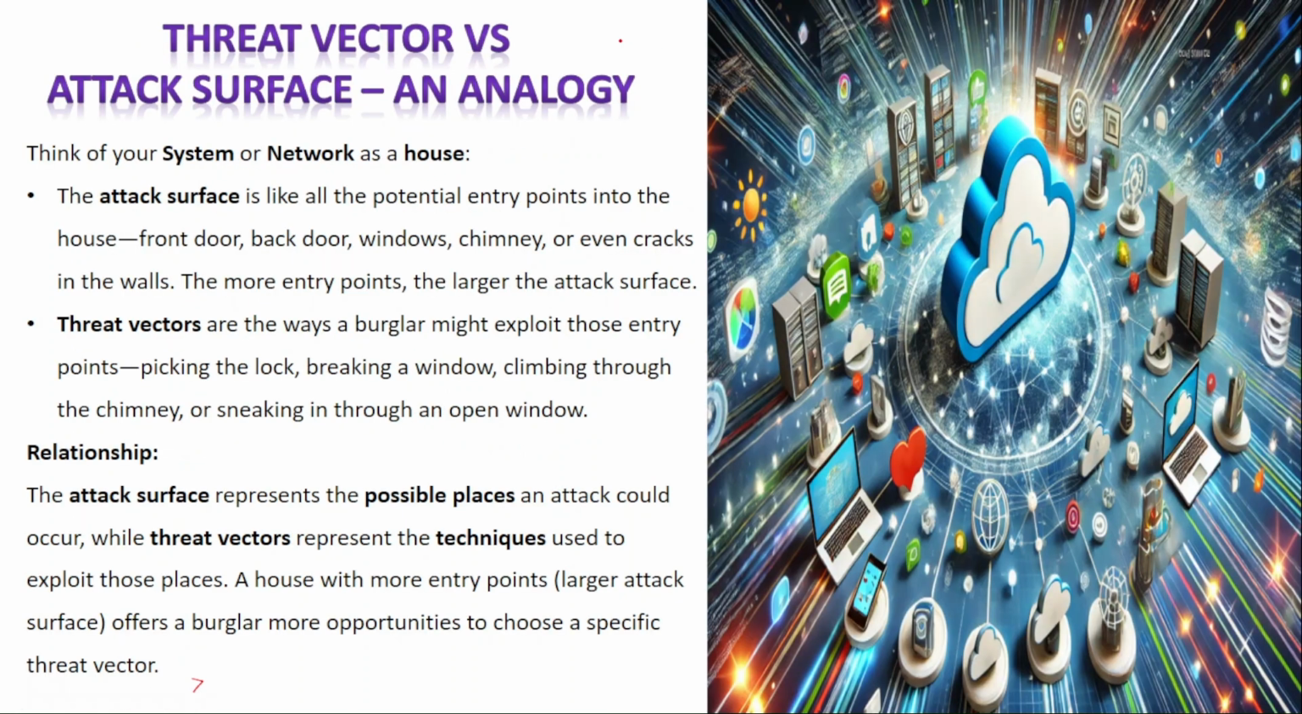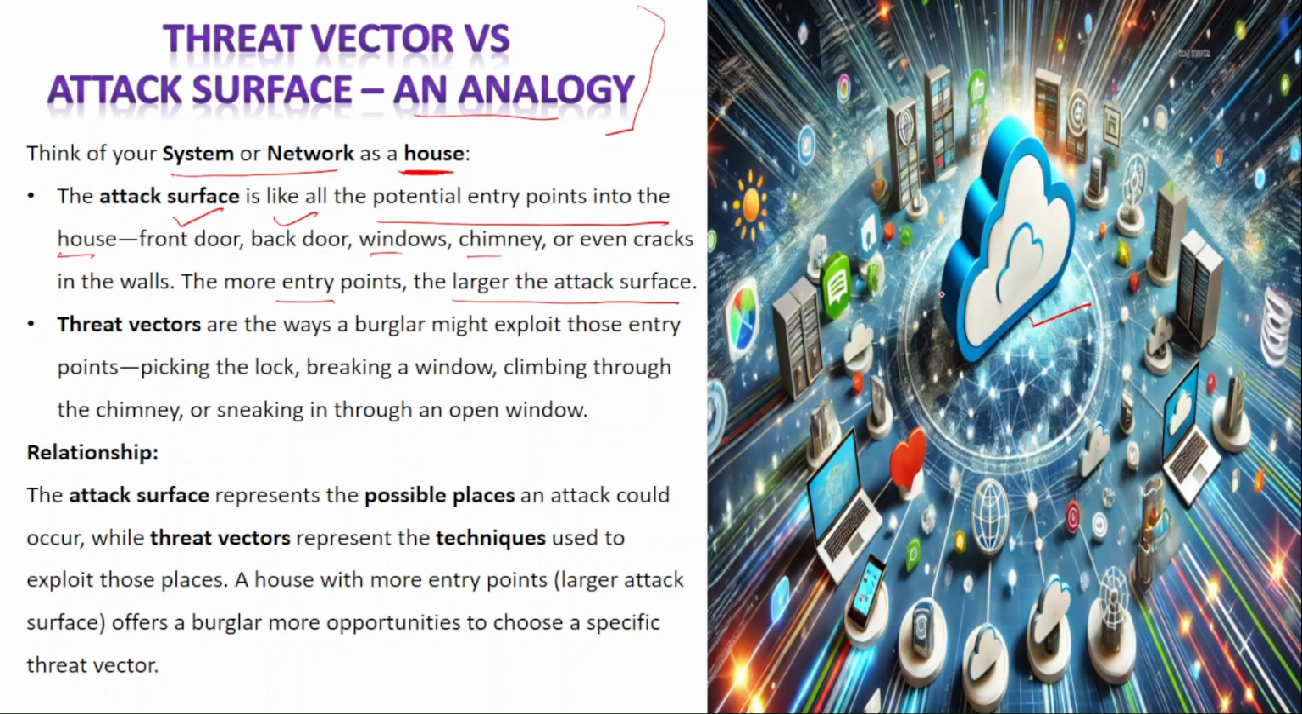So let me further explain these two with the help of an analogy, and think of your system or your database or your network as a house. So your assets or your network that you want to protect, it is just like your own house. So the attack surface is like all the potential entry points into the house. Entry points may include the front door, the back door, windows, chimney, or even some cracks in the walls. The more entry points, the larger the attack surface.